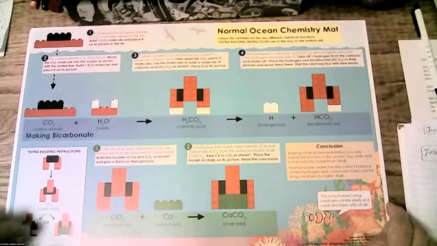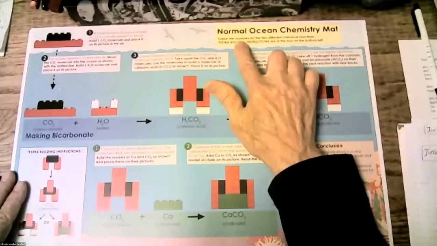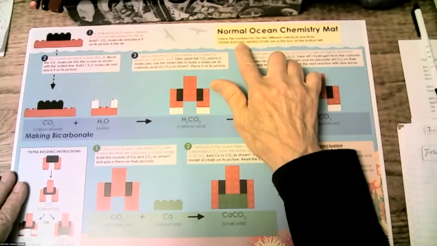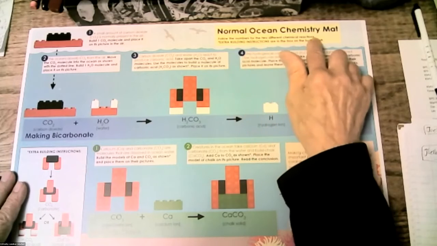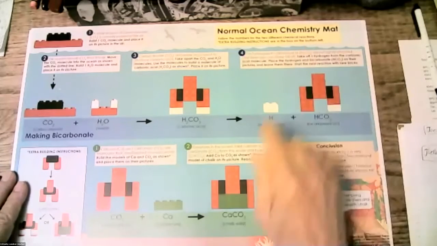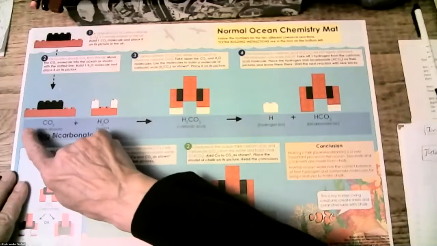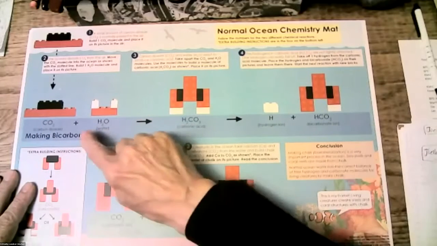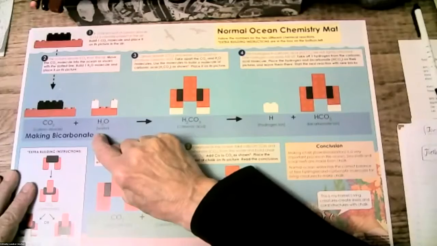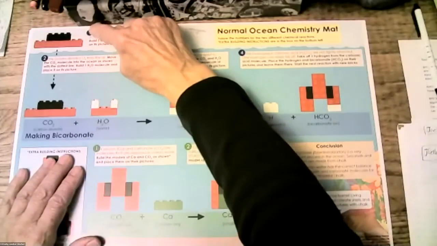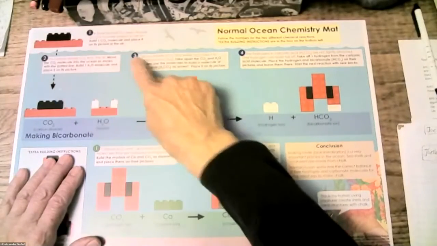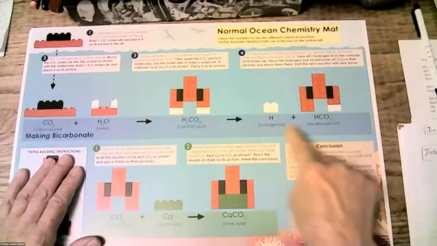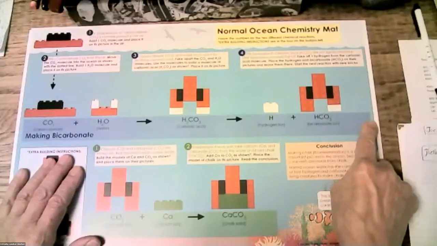So right now, I think it would be really great if I'll point out that this is the normal ocean chemistry mat, and the instructions here say that we're going to follow the numbers for two different chemical reactions. And I'd like for you to locate them on your mat as well. You can actually see that there's a blue line going all the way across in the middle, and that one is called making bicarbonate. And then you can also see that we've got blue numbers, 1, 2, 3, 4. Those are the steps we're going to follow in order to recreate this chemical reaction that's in the water.